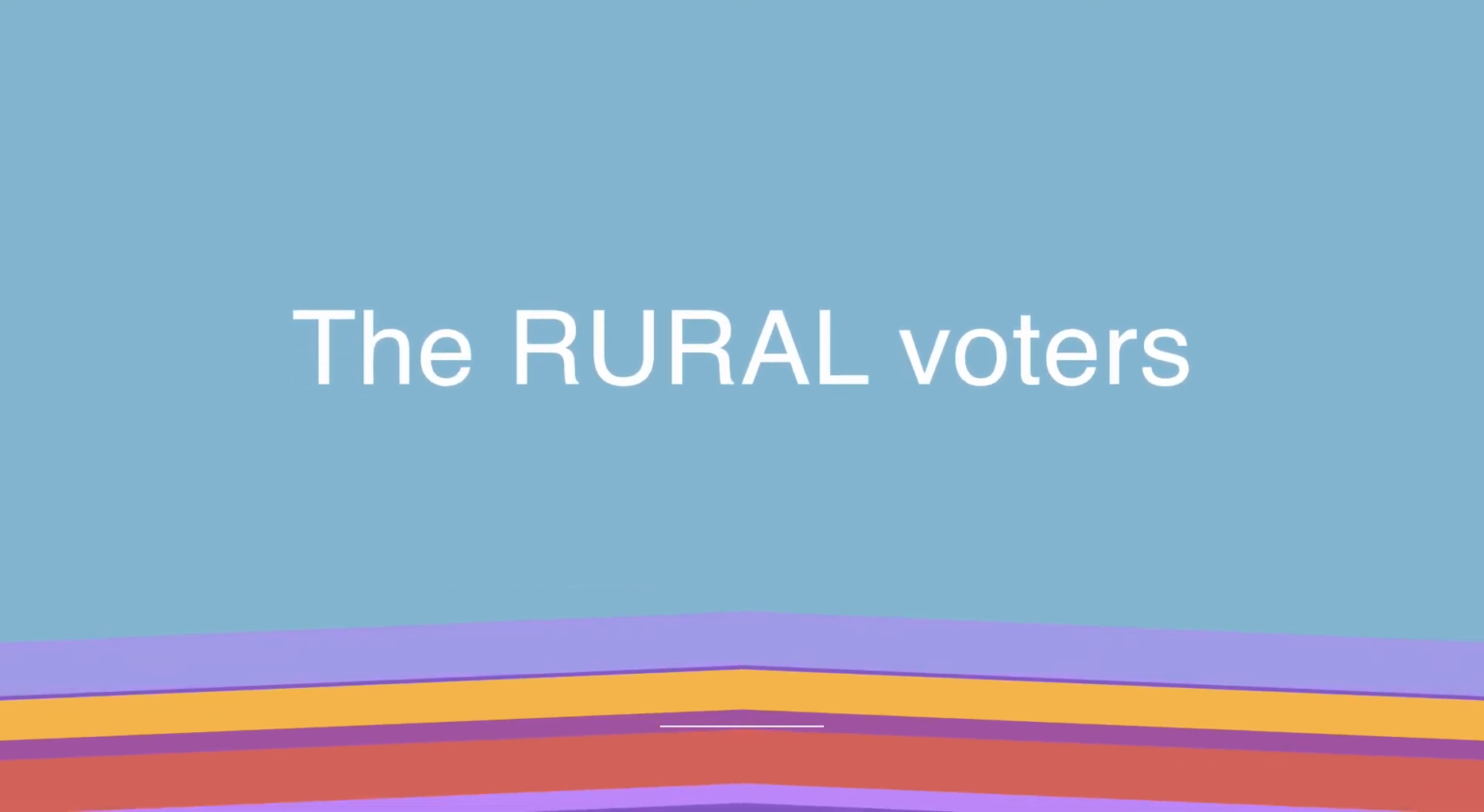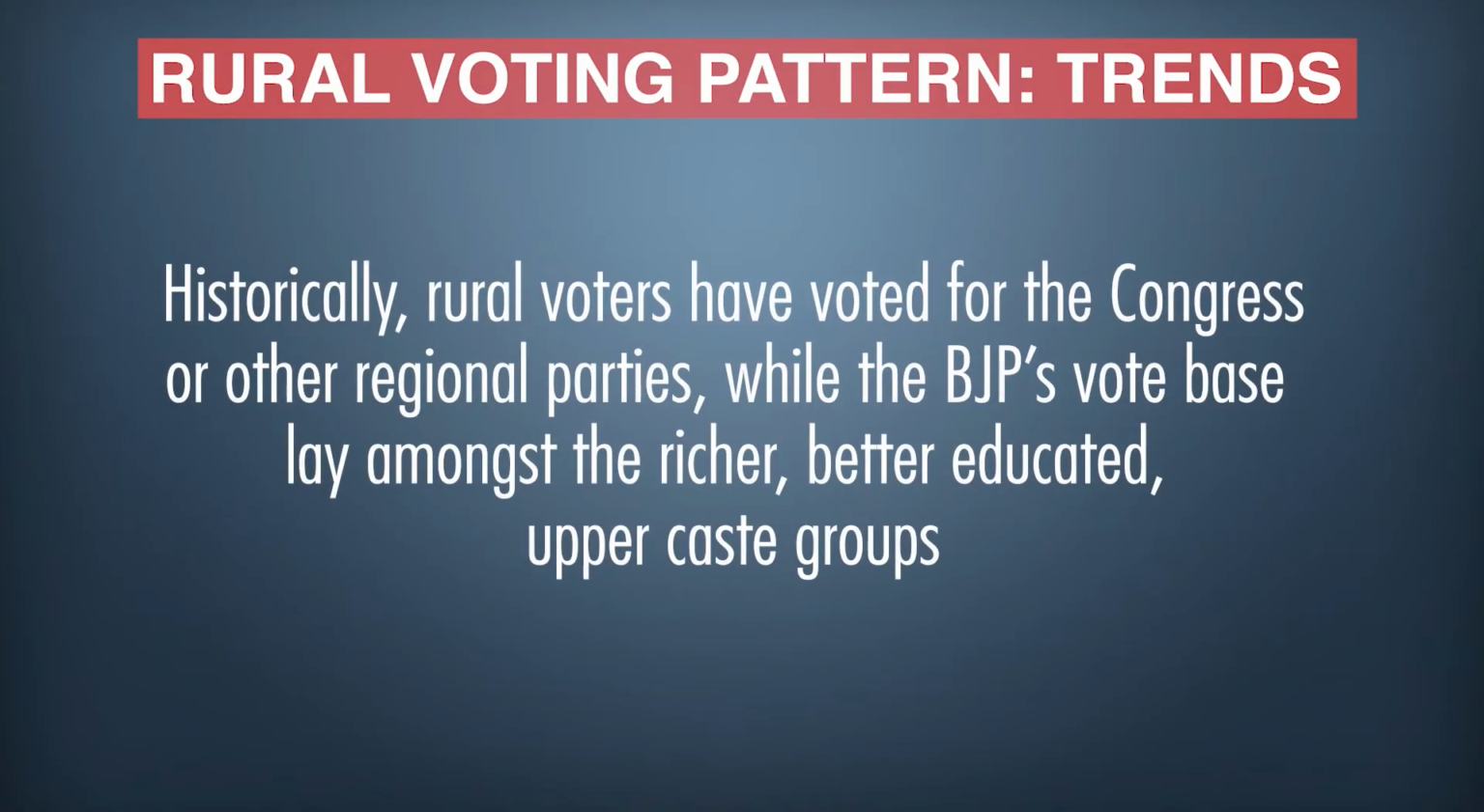Now, the BJP has been known to be an urban-centric party and therefore very close to the urban voters. But are the BJP and other national parties equally close to the rural voters? Let us understand the dynamics of rural voters towards the national parties. Historically, rural voters have voted for the Congress or other regional parties, while the BJP's vote base, as I just said, has been urban-centric among the rich, better educated, upper caste groups.